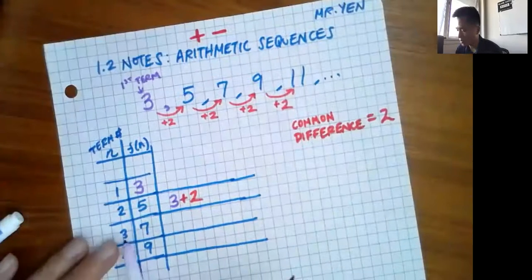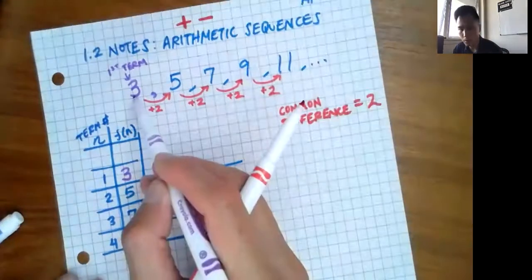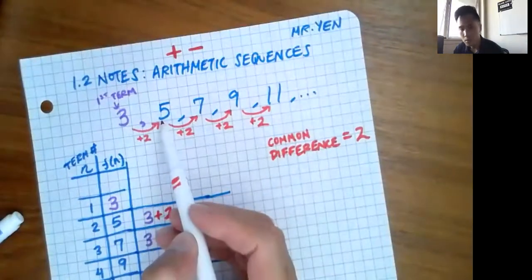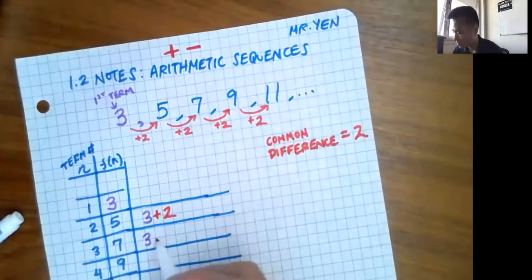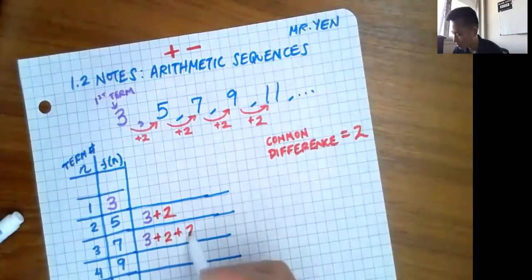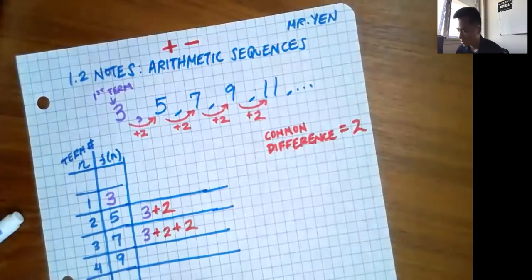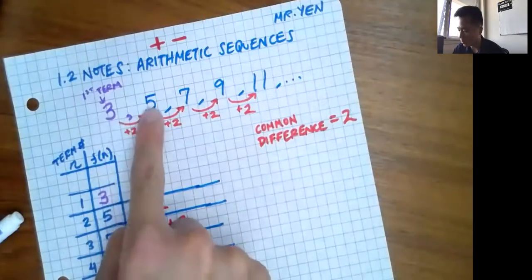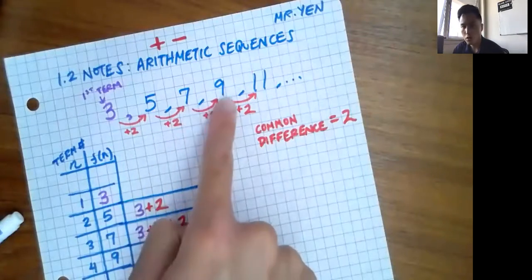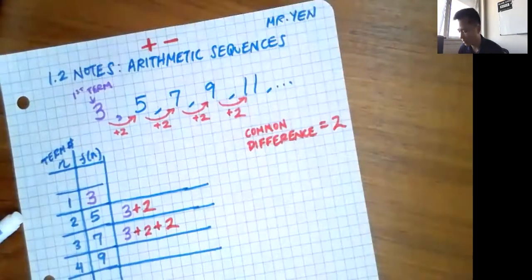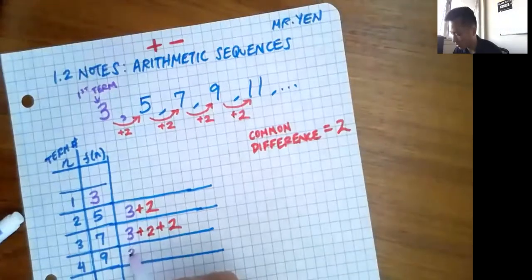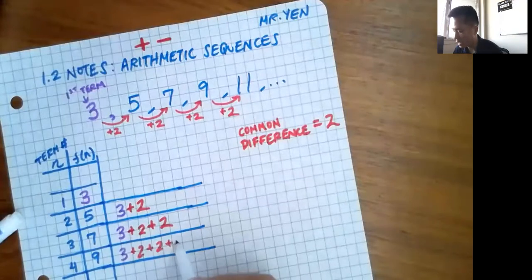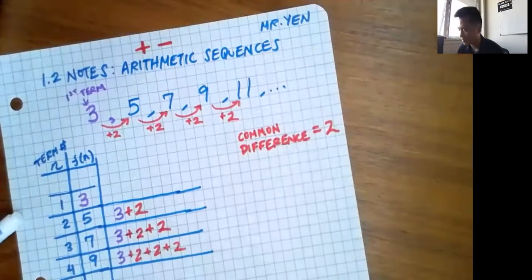Okay, well, what about the third term? To get to this third term, we started with 3, and then we added 2 once, and then we added 2 twice. To get to the fourth term, we started with 3, then we added 2 once, twice, 3 times to get to this fourth term of 9. So that's like starting with 3, and then adding 2 once, adding 2 twice, adding 2 3 times.